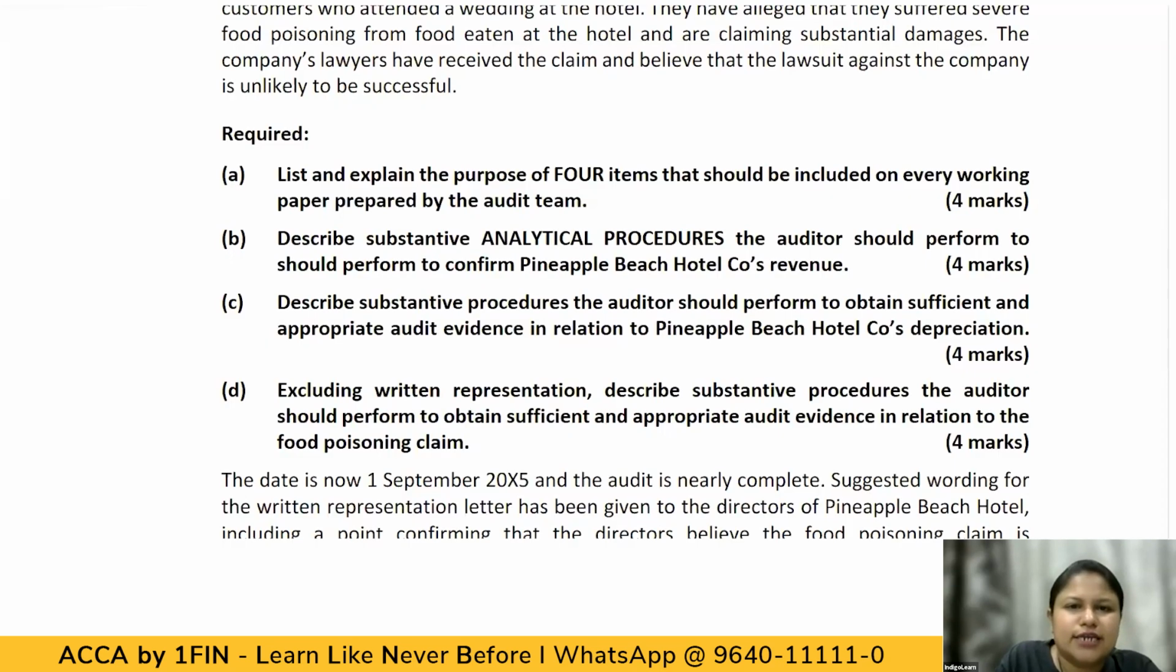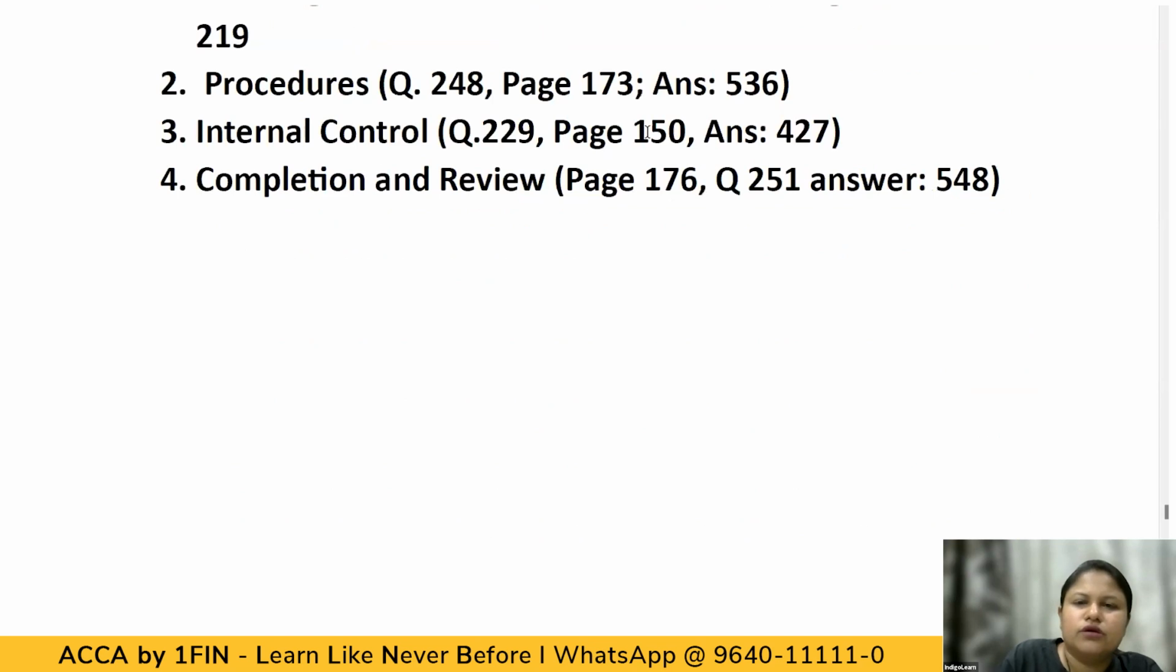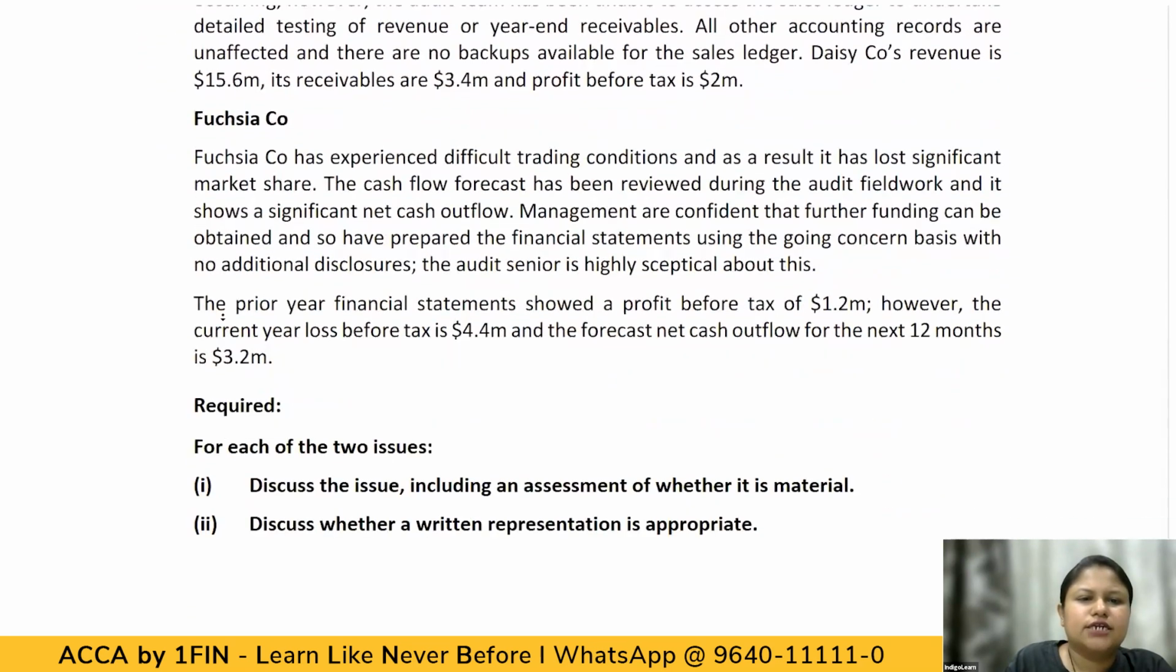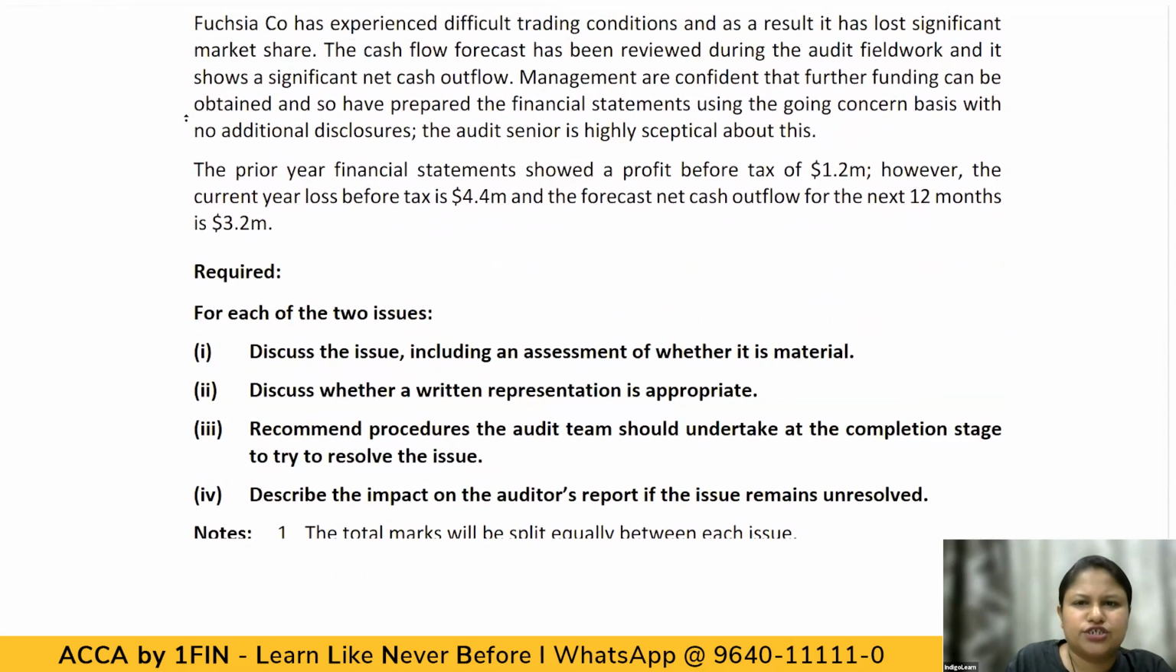Okay, now let's take just one more which I've selected. Though I'll not be able to quickly go through the answer, I will at least give you an understanding of the kind of question that we can expect from that particular topic. Okay, that was regarding completion and review. Here they're telling you there are two things which have been identified. Two situations have been given.